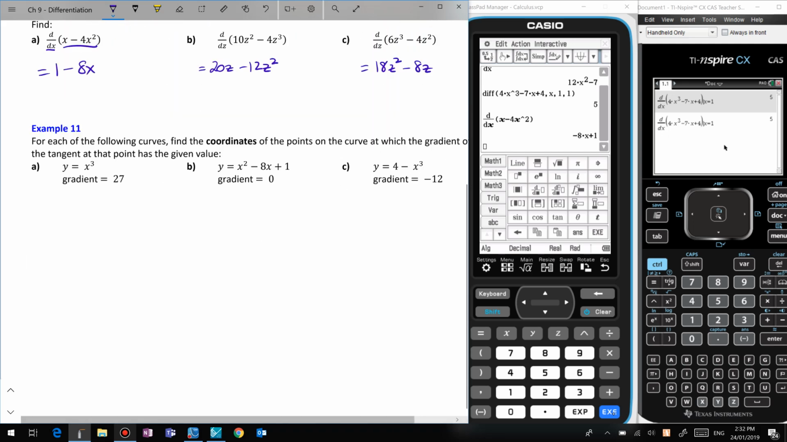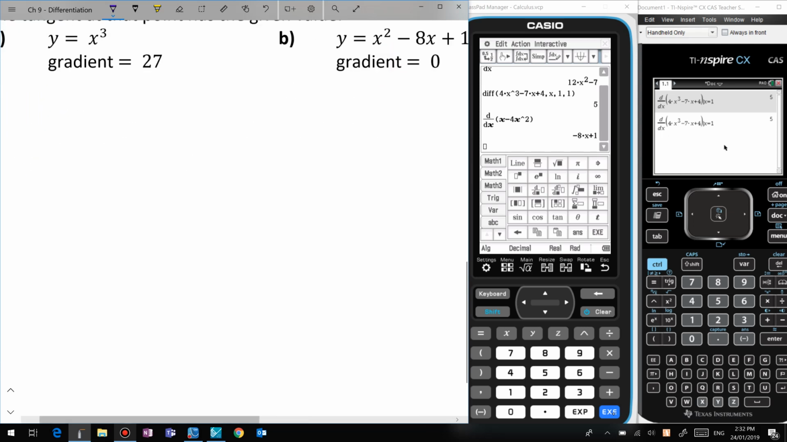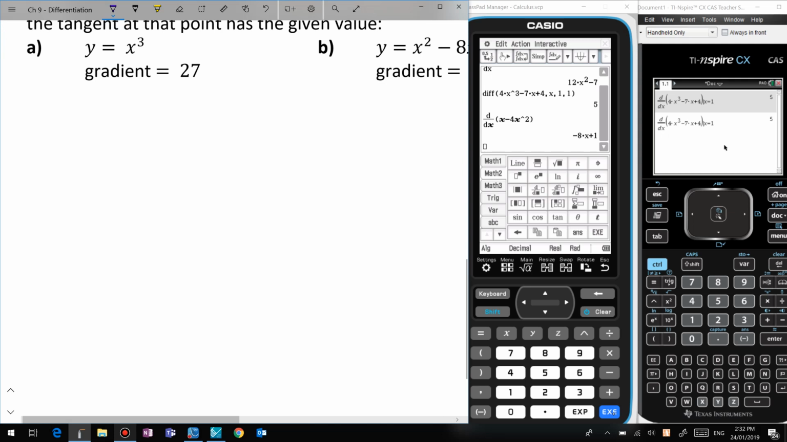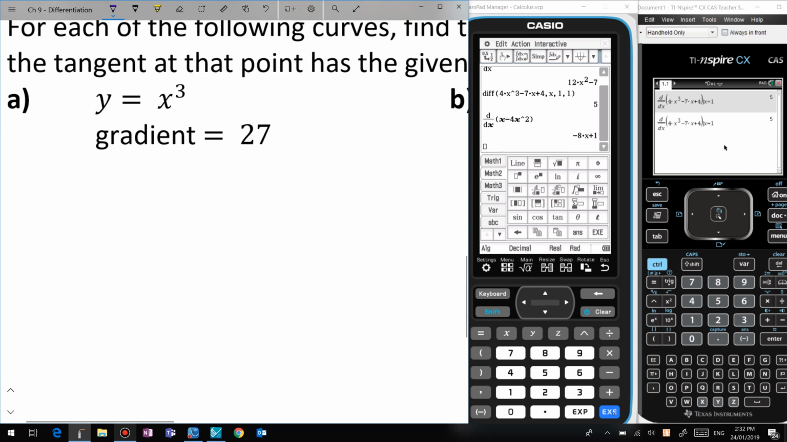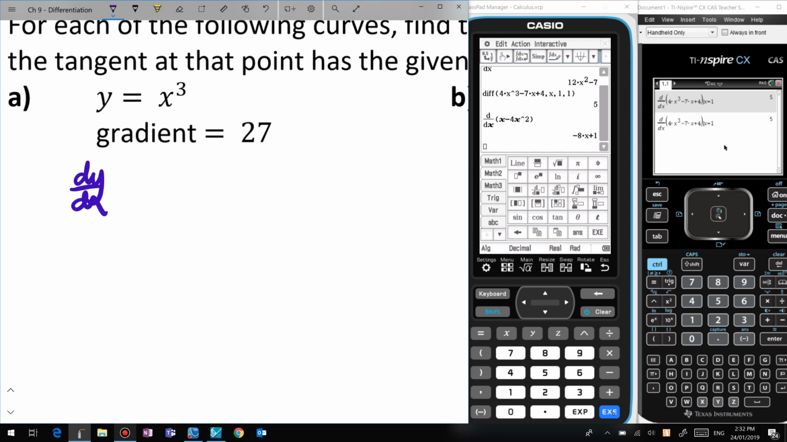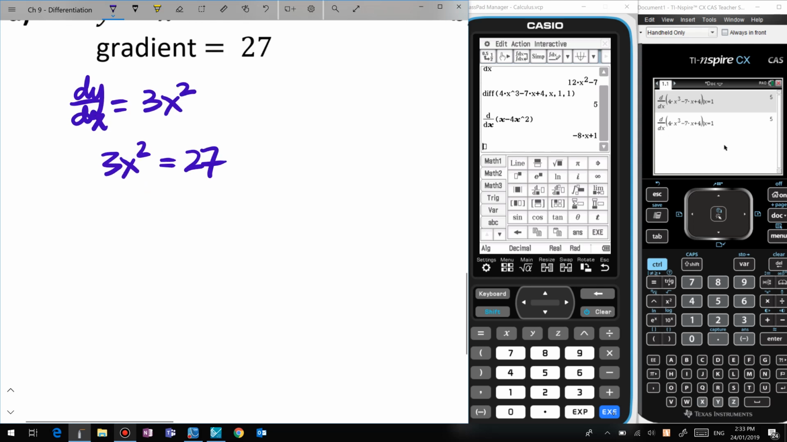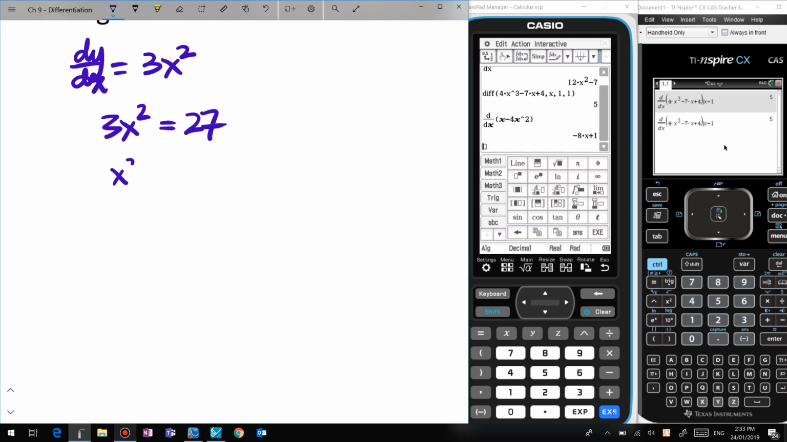Okay, for each of the following curves, find the coordinates of the points on the curve at which the gradient of the tangent at the point has a given value. So we've got the function y. If I want the gradient, or the gradient of the tangent, we get dy/dx, which we know is 3x squared. And we know that 3x squared has to equal 27. If 3x squared equals 27, x squared is equal to 9, x is equal to plus or minus 3.